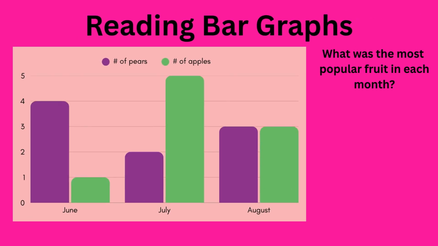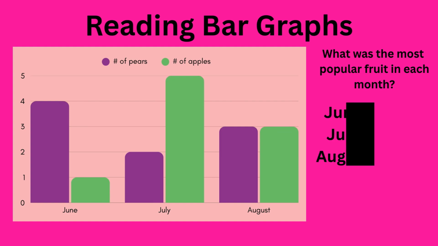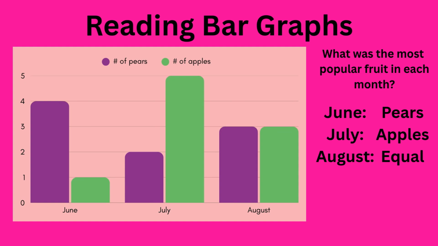Another example is reading bar graphs. An example question can be, what is the most popular fruit in each month? To find the answer, you would have to look at the legend to know pears are represented by purple bars and apples are represented by green bars. Then you look at which bars are higher in each month. So the answer would be that pears are more popular in June, apples are more popular in July, and both were equally popular in August.